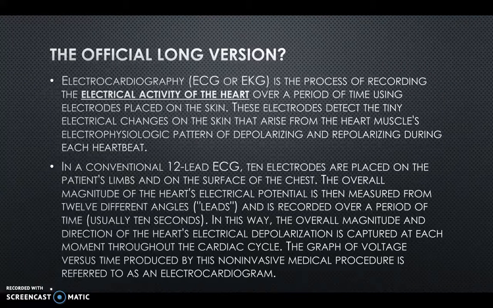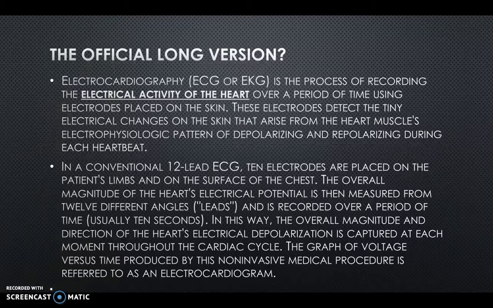Now, the official long version of what an EKG is: it's the process of recording the electrical activity of the heart over a period of time using electrodes placed on the skin. These electrodes detect the tiny electrical changes on the skin that arise from the heart muscle's electrophysiologic pattern of depolarizing and repolarizing during each heartbeat. A conventional 12-lead ECG has 10 electrodes that are placed on the patient's limbs and on the surface of the chest. We'll talk about why there's 10 wires but 12 leads a little later.